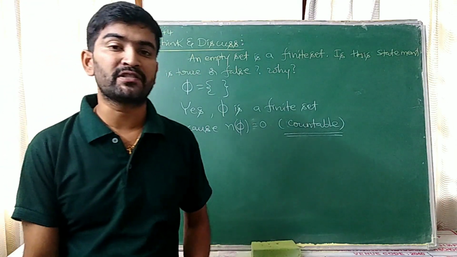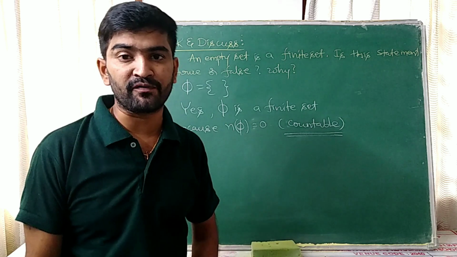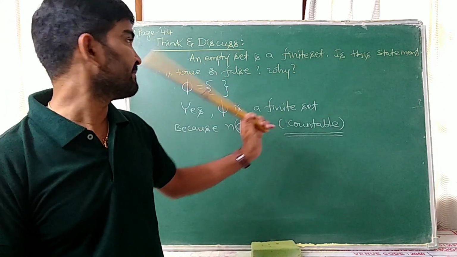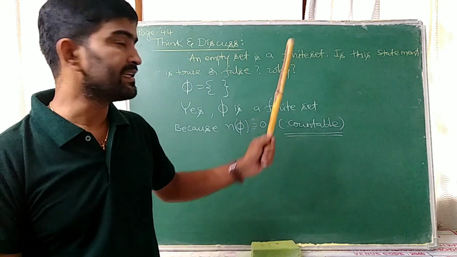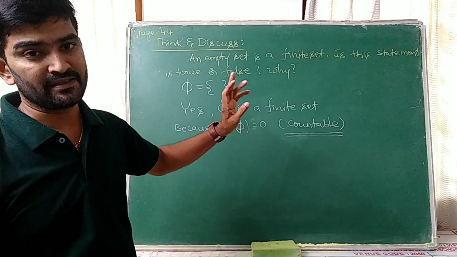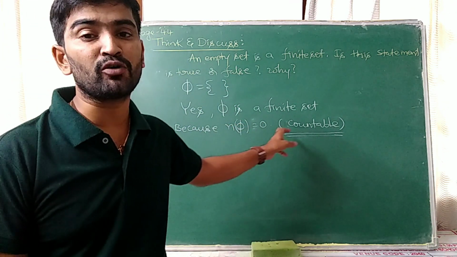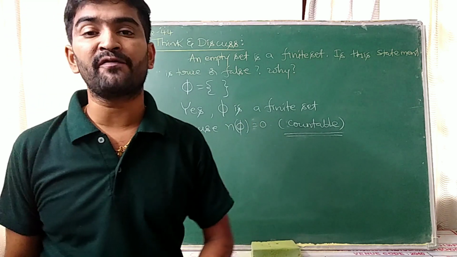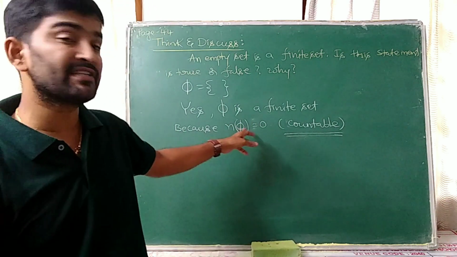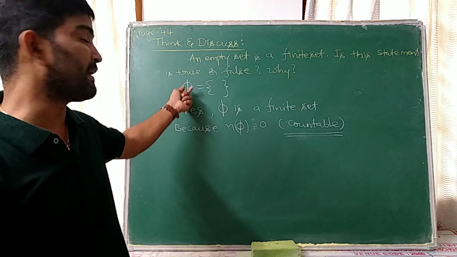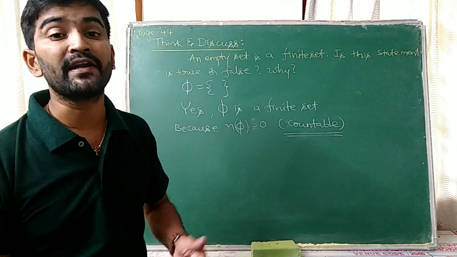We will discuss another question, Think and Discuss, from the same page number 44. An empty set is a finite set. Is the statement true or false? Why is it asked? Yes, an empty set is a finite set because the number of elements in phi is equal to 0. That means here we have a countable number of elements in it. That means phi has 0 elements. It is countable. So that is why we say phi is an empty set. It's a very important point.